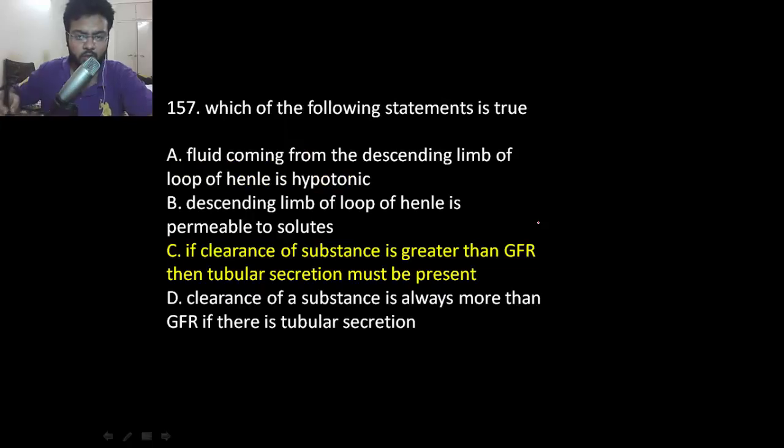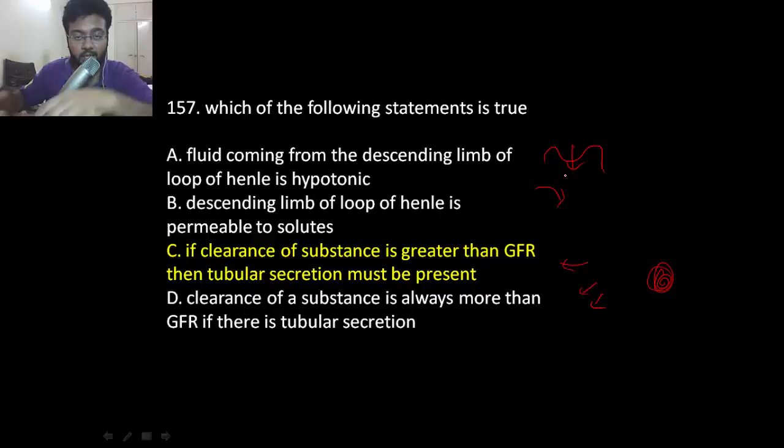I think this question is truly checking your grammar. What is D saying? Clearance of a substance is always more than GFR if there is tubular secretion. It says if you are secreting something in the kidney, you'll always have more output than GFR. Is it true? If you are secreting something, then can't you absorb back? So this is not the case.